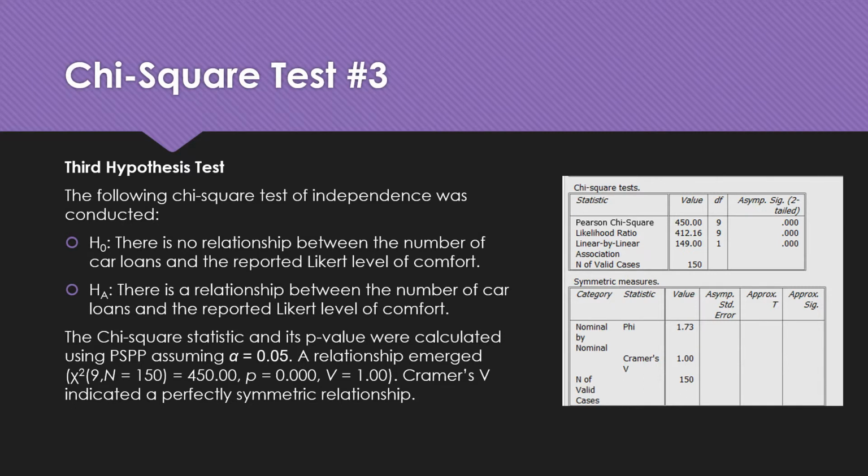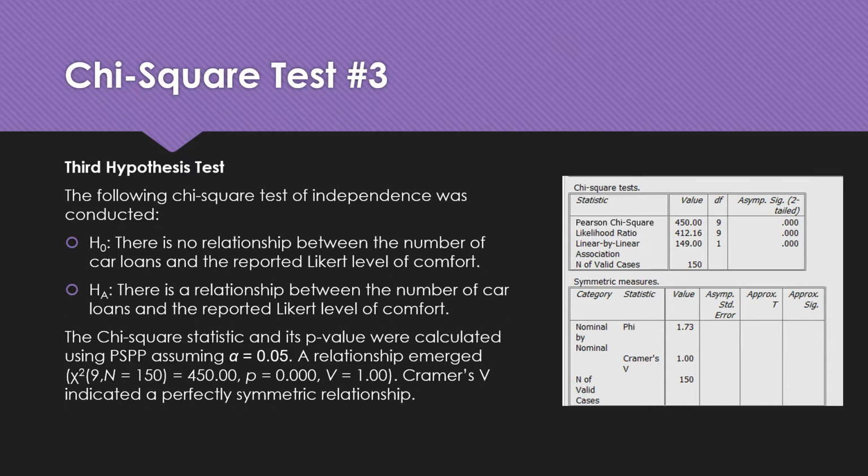In this test, the null hypothesis was that there is no relationship between the number of car loans and the reported Likert level of comfort. And the alternative hypothesis was that there is a relationship between these two variables.